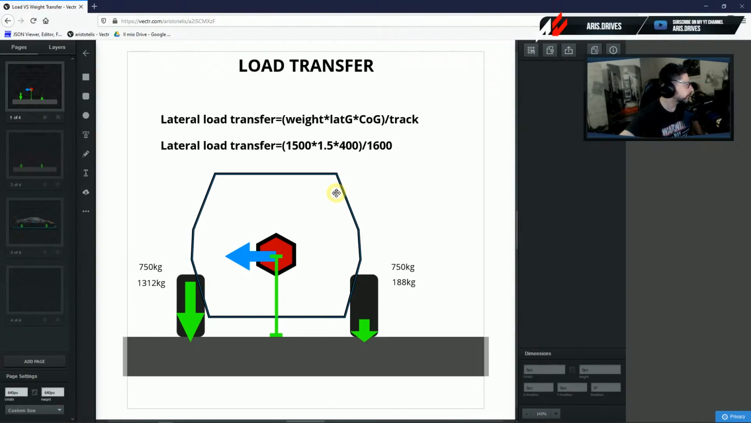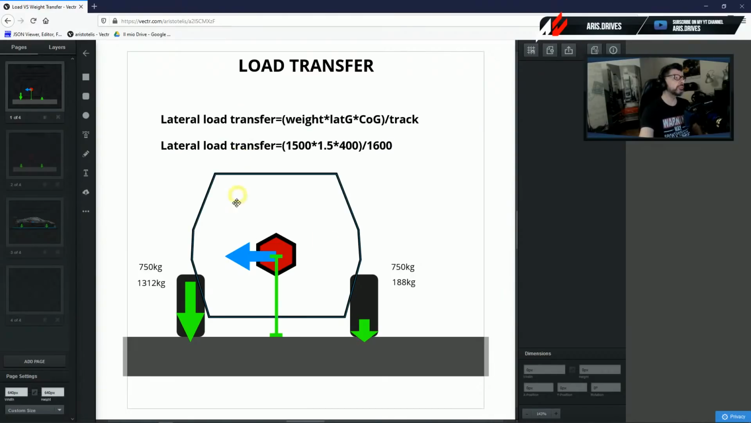Right. So how is the load influenced by the stiffness of the springs? Well, it doesn't really influence the amount of load. The stiffness of the spring doesn't really influence the amount of load transfer, but it does influence the speed of the load transfer.